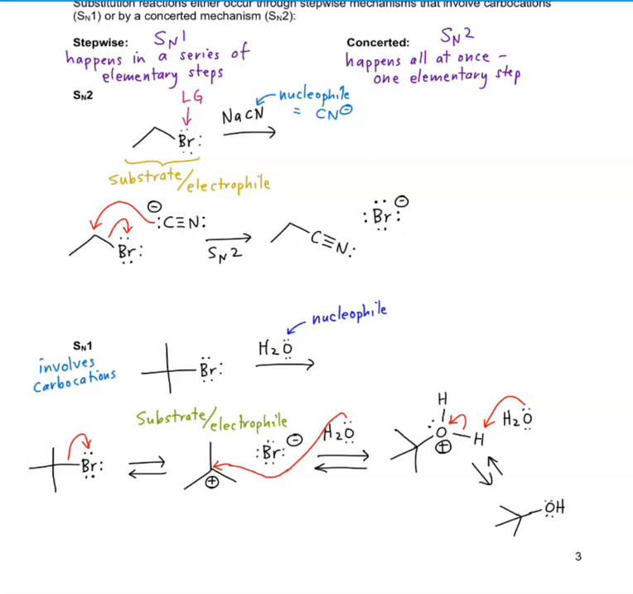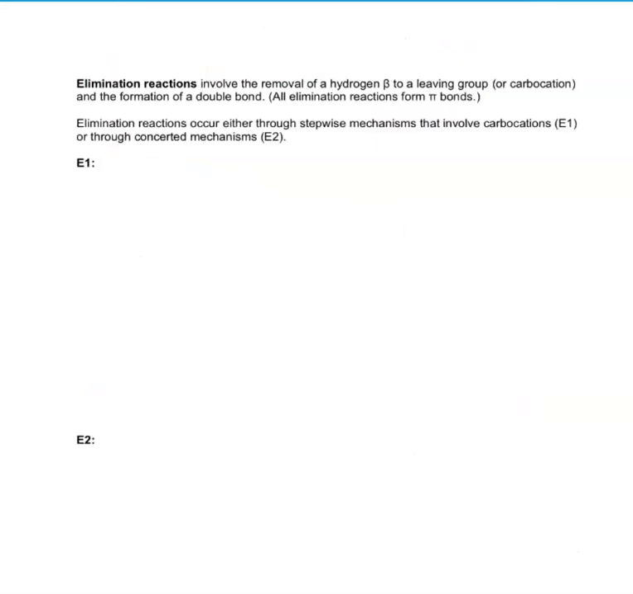Now let's turn our attention to elimination reactions. An elimination reaction involves removing a hydrogen that's in a position that we would call beta to a leaving group or to a carbocation, and the result of that is the formation of a double bond. So the first thing to have on your radar is that all elimination reactions form pi bonds. Now in this section of material, we're going to be forming alkenes. Okay, so just one pi bond. But in other elimination reactions, you can end up forming alkynes as well. So they all form pi bonds.